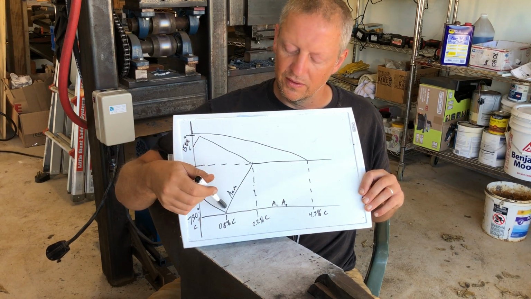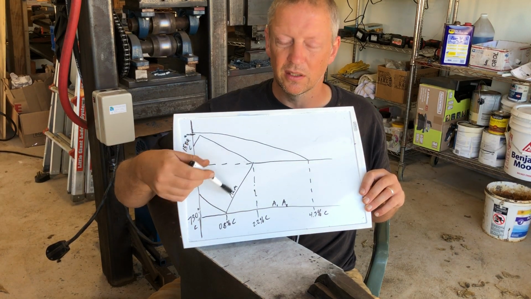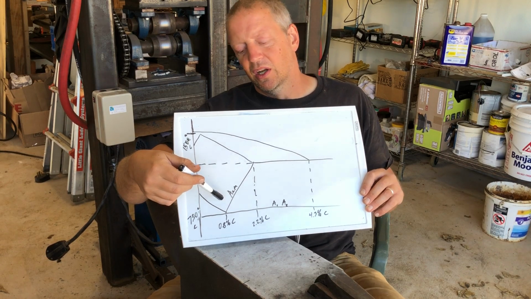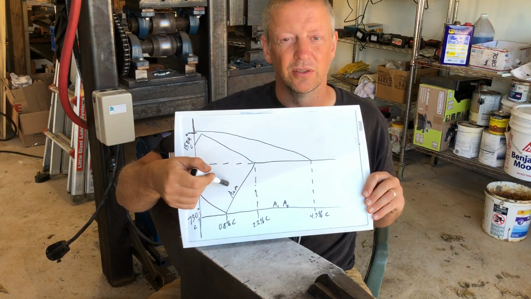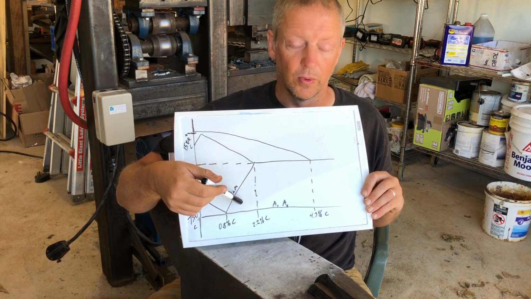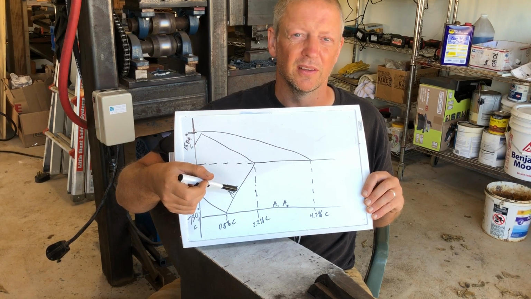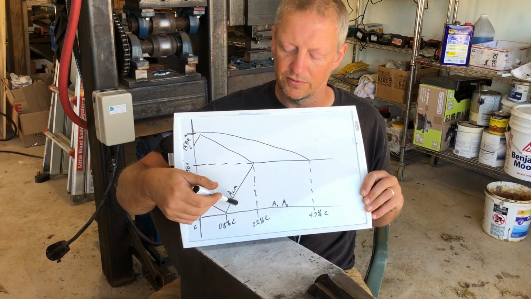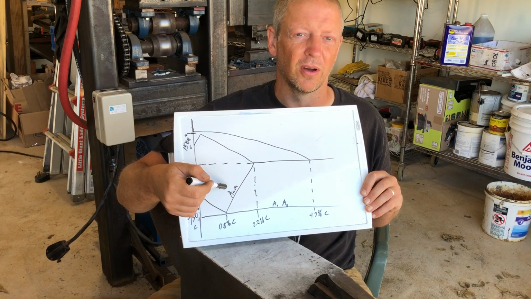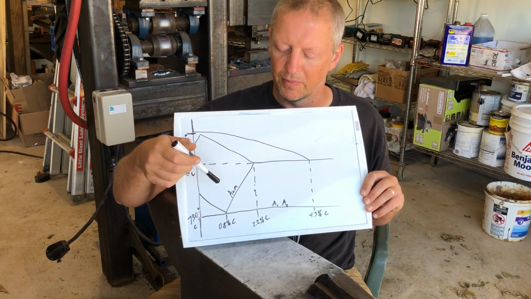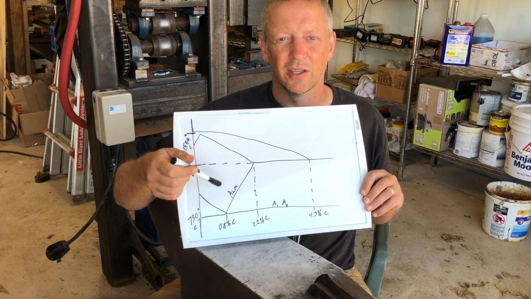Now, when you cross this line, the ACM, you are crossing over into theoretically pure austenite. So whatever free carbide you had still floating around undissolved, theoretically now it's dissolved. Again, going back to that caveat, this is at equilibrium.